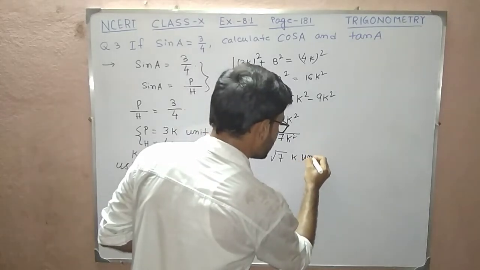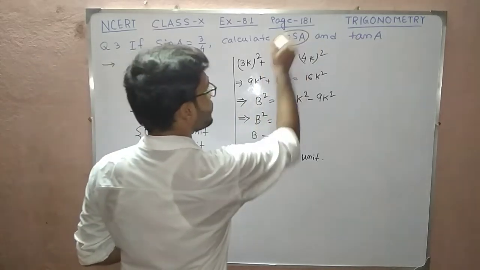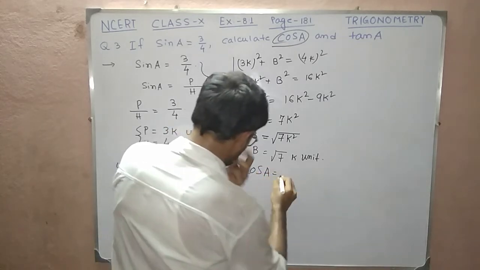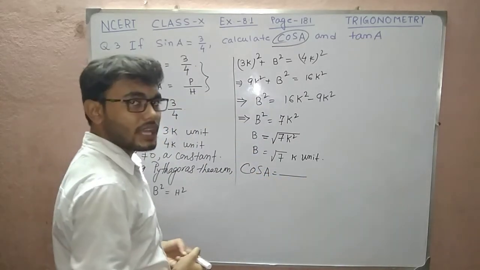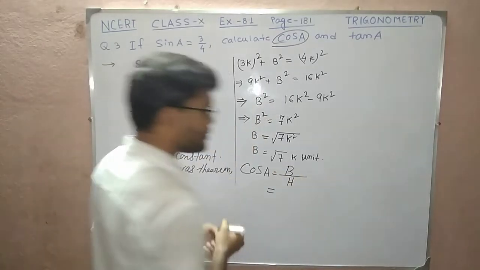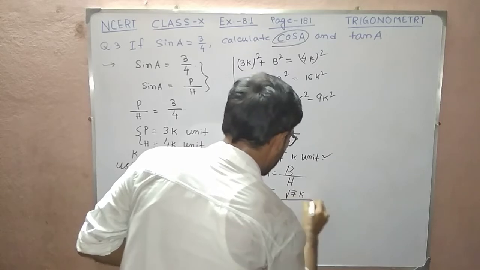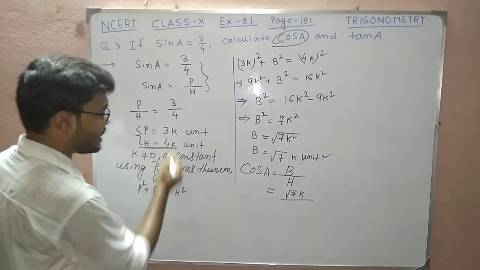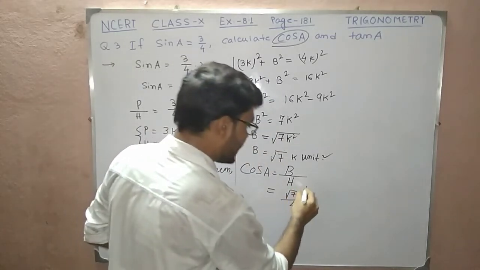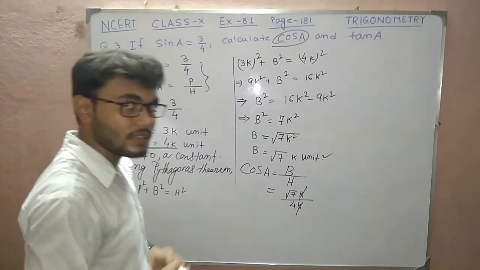Now you need the value of cos A. So you know cos A equals base by hypotenuse, b by h, and you know the value of b, you have just found it, that is root 7 k, and in the question the hypotenuse was 4k. Clear? So k and k get cancelled out because by our assumption k was not equal to 0. So you can easily cut them. So the value would be root 7 by 4.